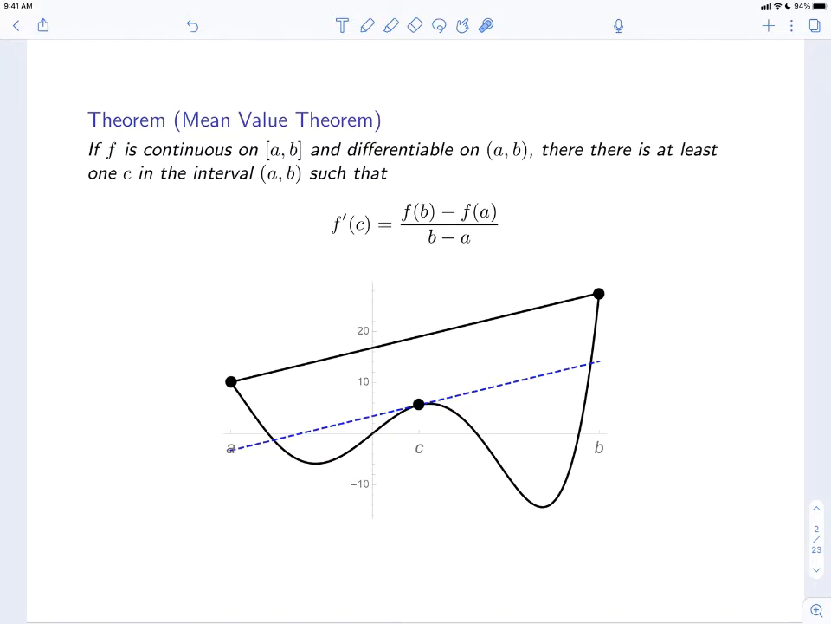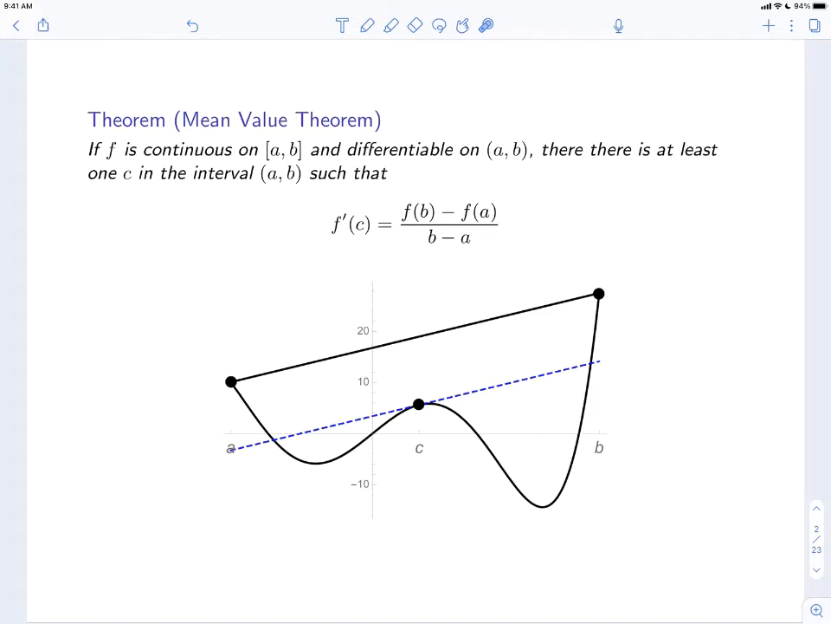The mean value theorem states that if f is a continuous function on a closed interval from a to b, and differentiable inside of that interval, then there is at least one number c between a and b such that f prime of c is equal to f at b minus f at a over b minus a.